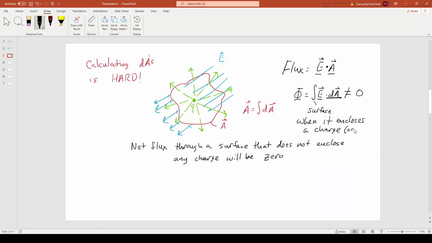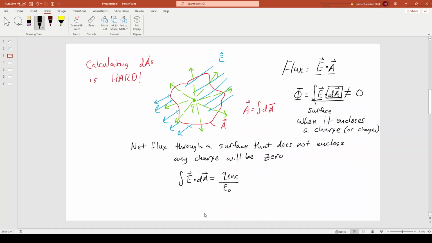Okay, or charges. You only have a non-zero net flux when the area that you've drawn encloses a charge. That's the only time it's not zero. So what that tells you is that the strength of the electric field as measured by calculating the flux should tell you something about the enclosed charge. So this is kind of like a conceptual motivation for Gauss's law, okay?